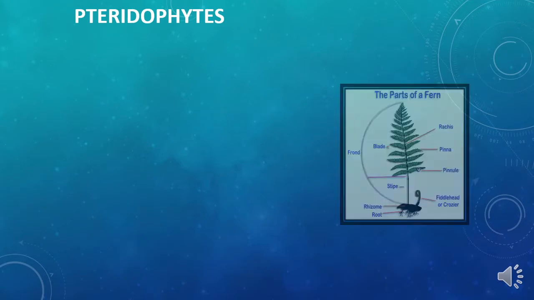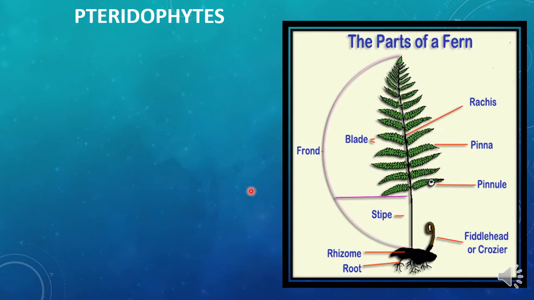Coming to the characteristics of pteridophytes, this is the structure of a pteridophytic plant, that is a fern. Here you can see the roots, well differentiated root, and a rhizome. Rhizome is a root stalk. It is a fiddle head or crozier. It is a curled up structure of the young fern, and this is stipe. Stipe is the structure which supports all the other vegetative structure, and this is the leaf blade.